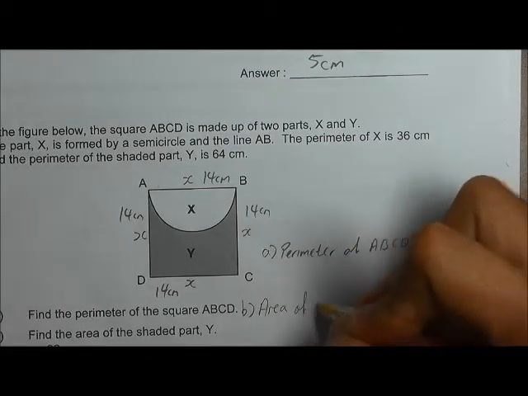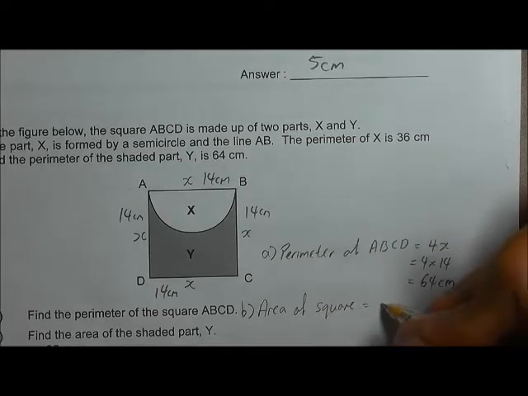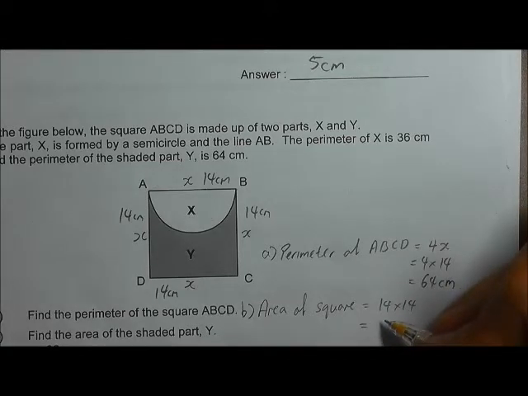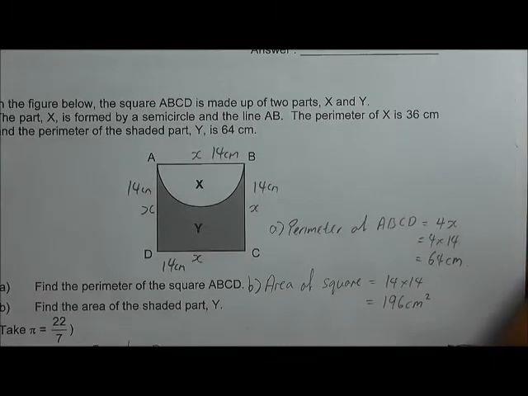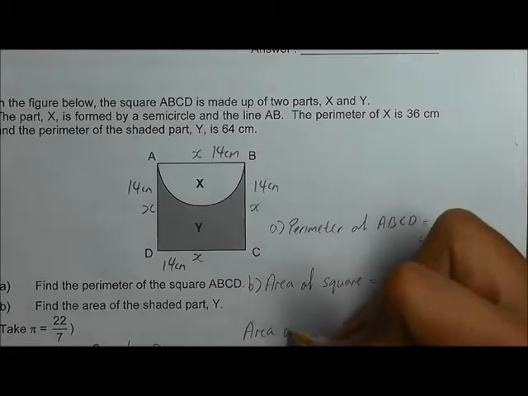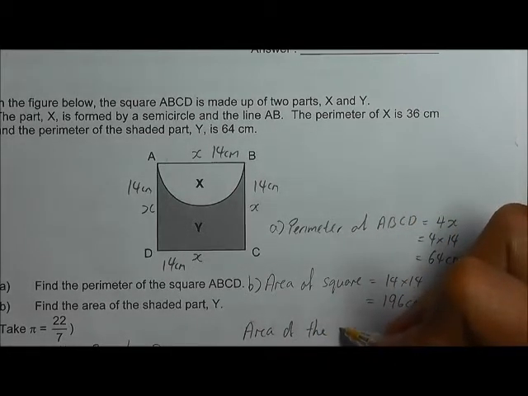So the area of the square will be 14 times 14. This will give us 196 cm squared.